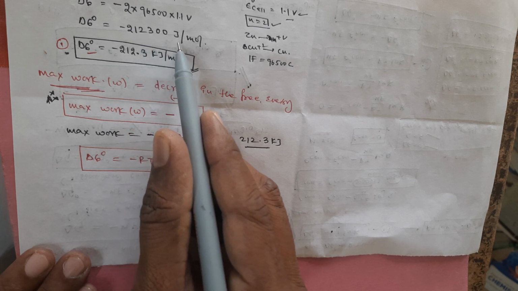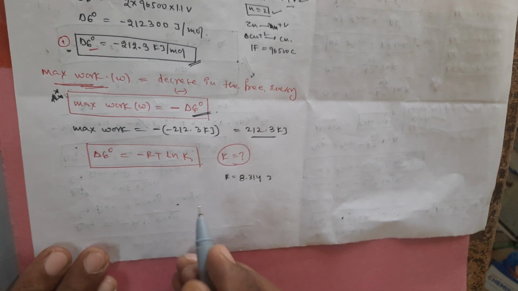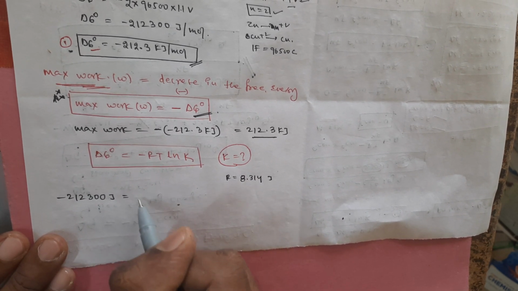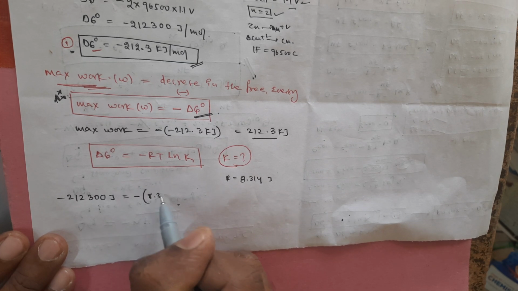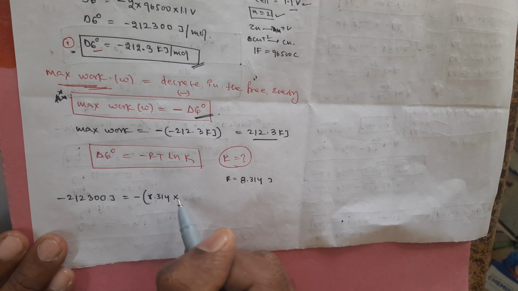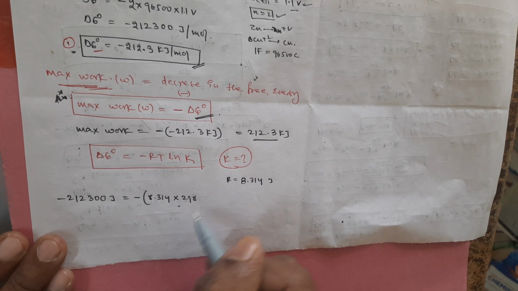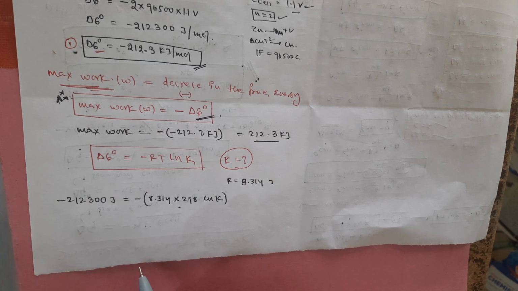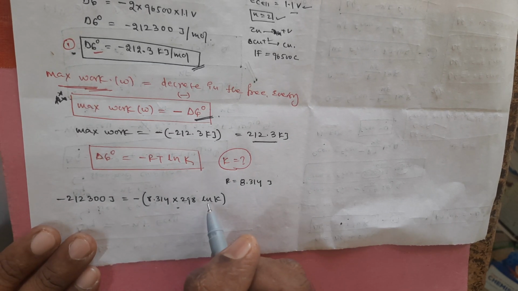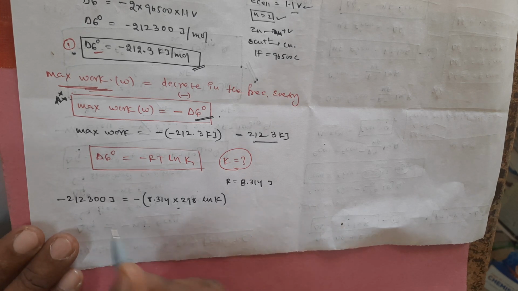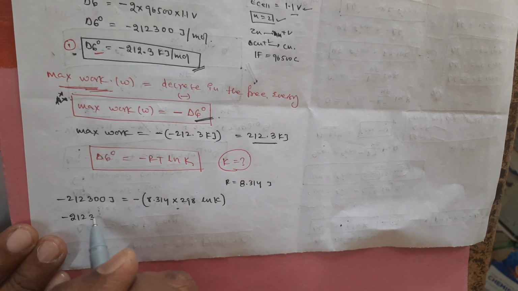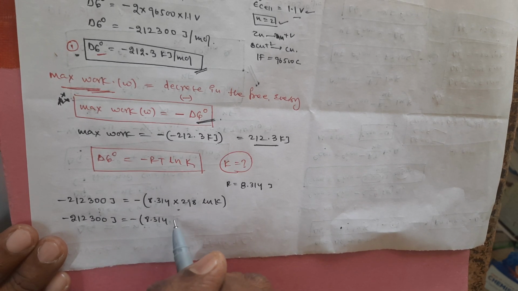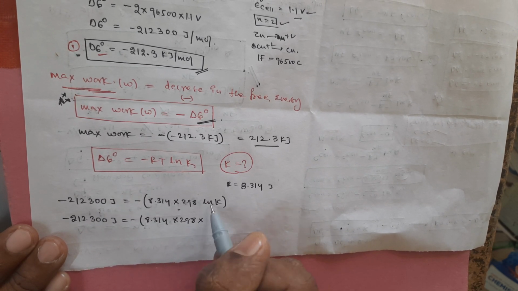Minus 212,300 joules. So the delta G naught value taken in joules, what will it be? Minus 212,300 joules is equal to minus R, which is 8.314 joules, into temperature, standard condition 298 Kelvin, and natural logarithm of K. This natural logarithm, if you convert it to log base 10, you can convert. So minus 212,300 joules equals minus 8.314 into 298 into natural logarithm.